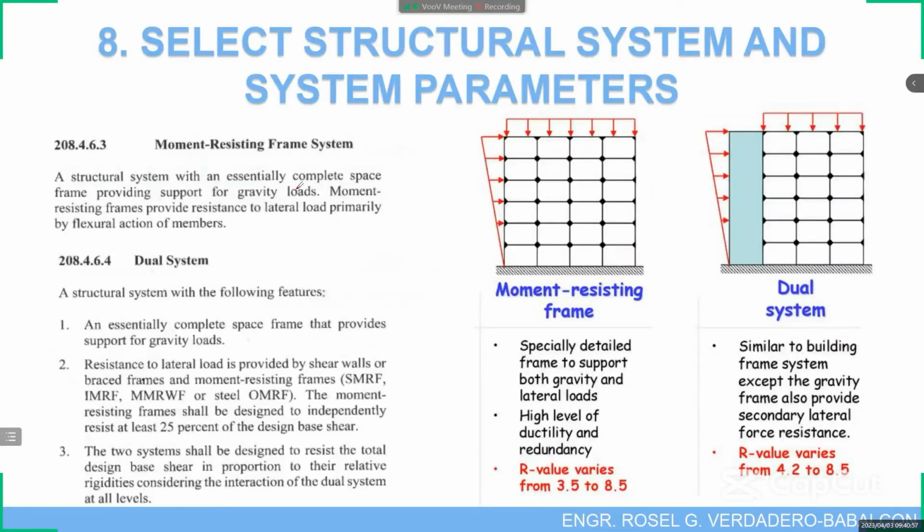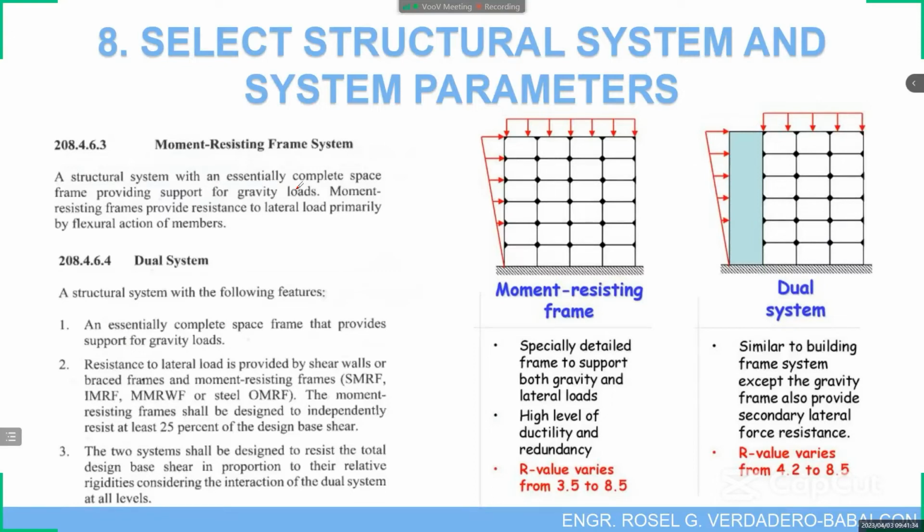Okay, next is the moment resisting frame system. A moment resisting frame system is a structural system with an essentially complete space frame providing support for gravity loads. Moment resisting frames provide resistance to lateral load primarily by flexural action of members. So the moment resisting frame is the usual type of system used in seismic zone 4 here in the Philippines because of the flexural action of the members.